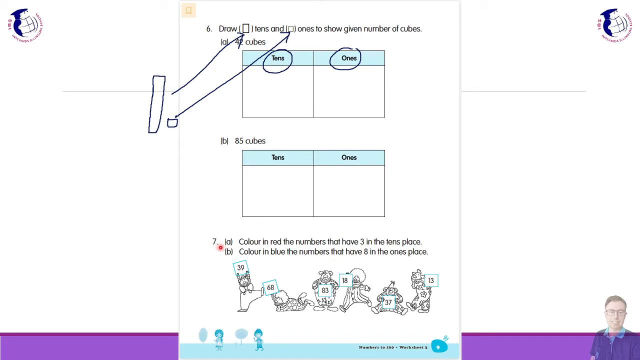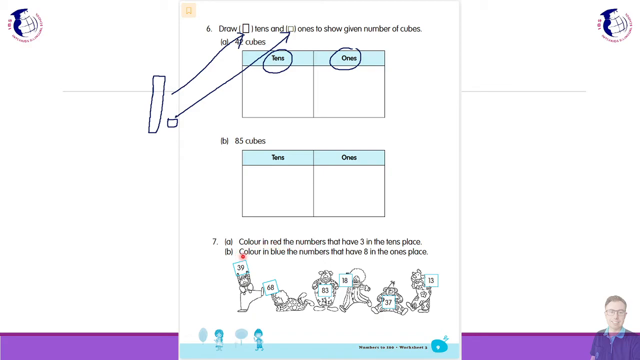Okay, question 7. For this one, you will need a red and a blue colouring pencil. So A, colour in red the numbers that have 3 in the tens place value. So remember, the tens place value is going to be the place value on the left hand side. So if you see the number 3 on the left in the tens place value in any of these numbers, then you can colour the number in red.